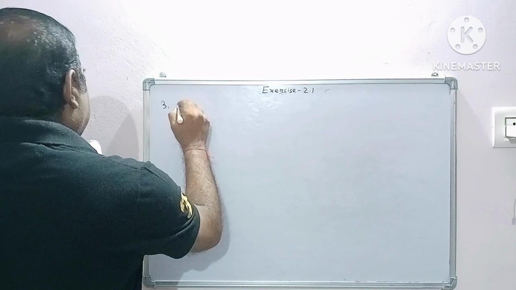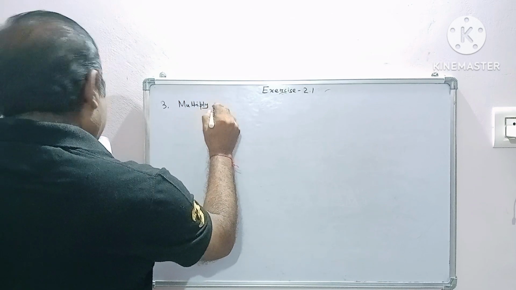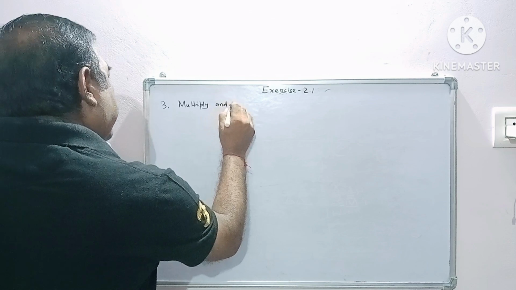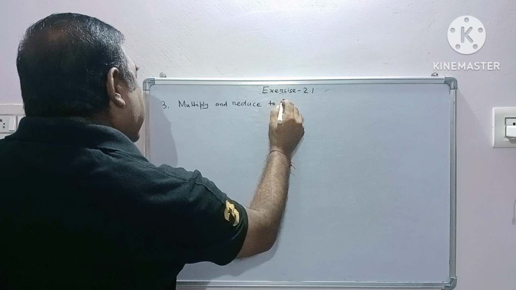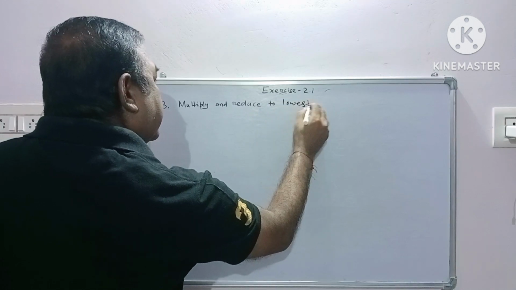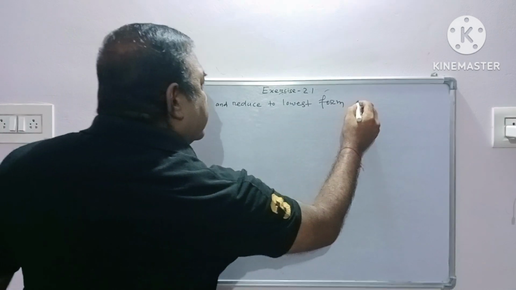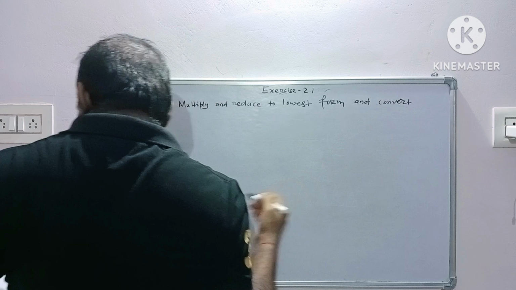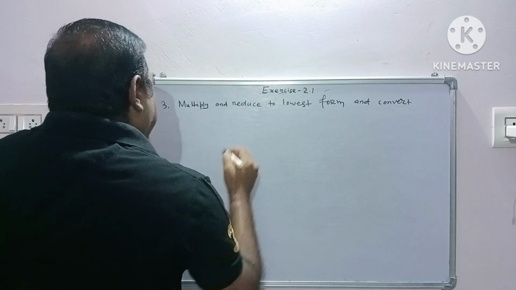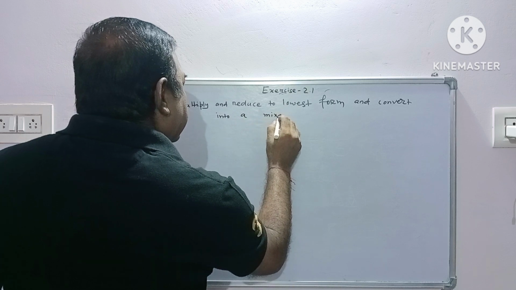You see, multiply and reduce to lowest form and convert into a mixed fraction.